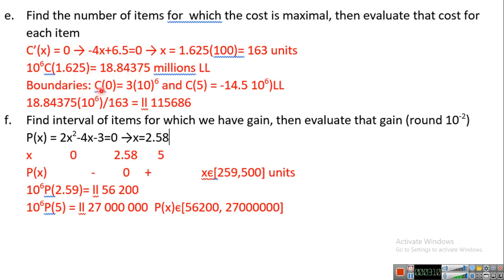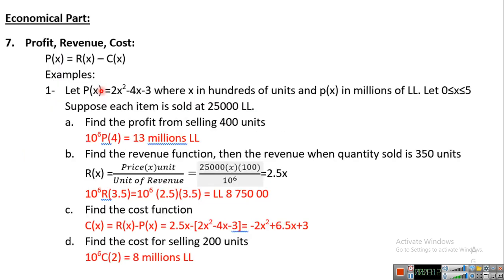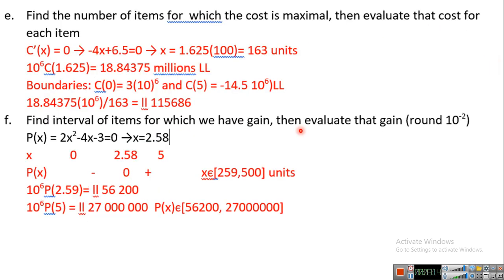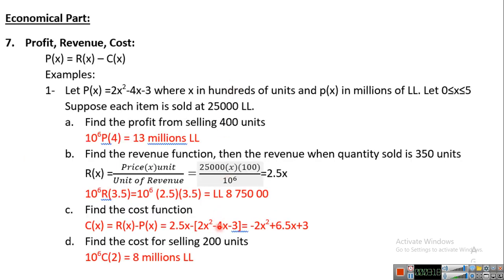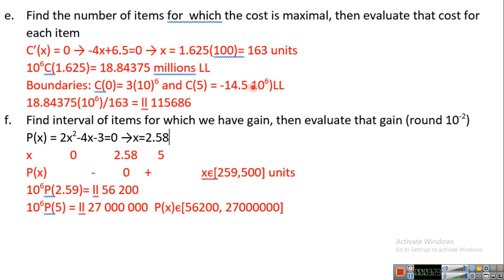Don't forget the boundaries. We have the boundary here, as you can see, from 0 till 5. So you do C of 0 and C of 5. C of 0, as you can see here, will give you 3, and C of 5 will give you negative. The cost cannot be negative. The cost always must be positive. So the highest one is 18.84375 million. And then we want to evaluate the cost for each item.